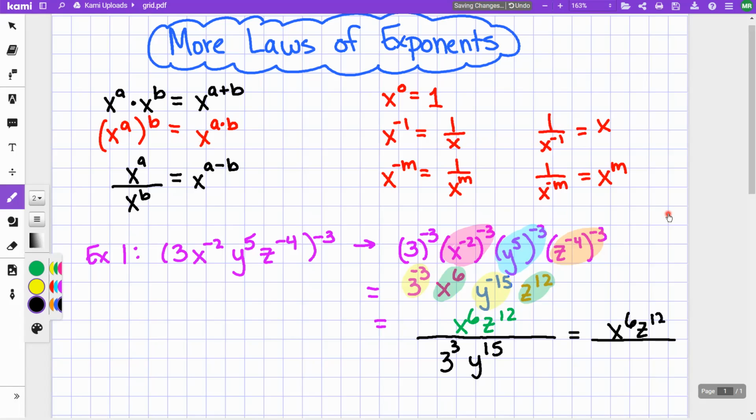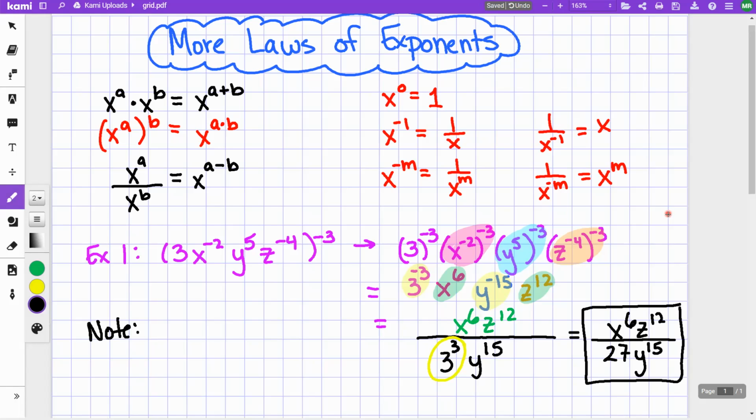When I am looking at this 3 to the 3rd, 3 to the 3rd is 27 when I work that out, y to the 15th. And that is my final answer. Again, we do not want any negative exponents. So note, never want negative exponents. We want to always rewrite it with positive exponents.